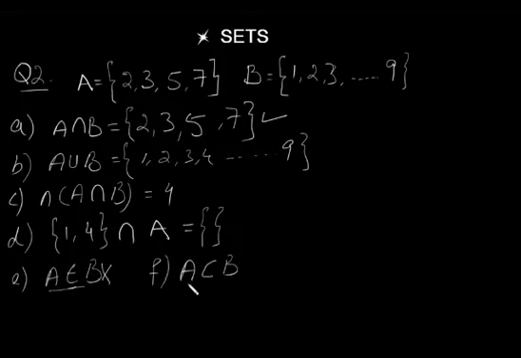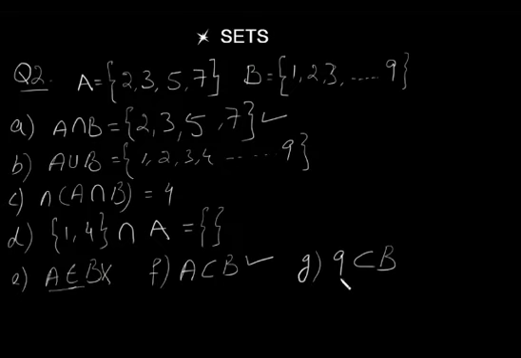In part F, it says A is a proper subset of B. So first, as you know, there are two checks for proper subset. First of all, we'll look for the elements of A, whether they are in B or not. So in A, we have 2, 3, 5, 7, and of course you can see that 2, 3, 5, 7 are there. Second check is that B must be greater than A, and we can see that 8 and 9 are there, which aren't in A. It means that this is a right statement. A is a proper subset of B.